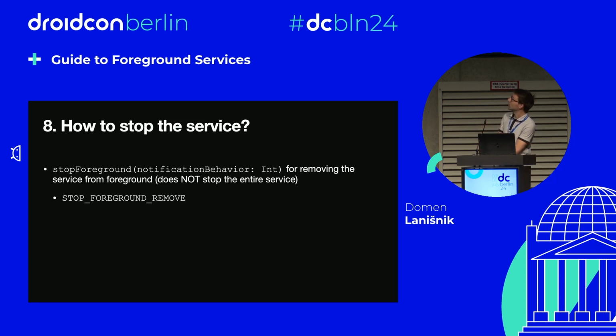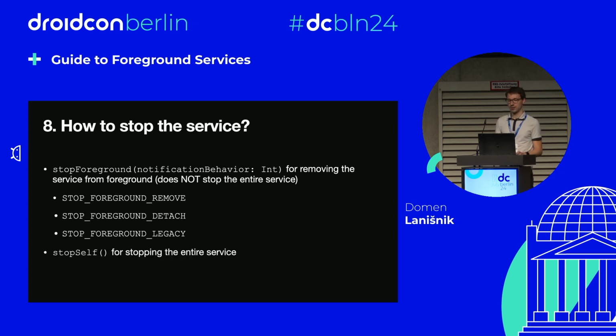This stop foreground function accepts a flag called notification behavior, and what this defines is basically when the notification will be dismissed. We can pass in remove, in which case the notification will be removed immediately when this function is called. We can pass in detach, and in this case, the notification will stay visible even after the service is entirely stopped. And then there's legacy, which means that the notification will remain visible until the service is stopped. And then finally, we can stop the whole service using the stop self function.